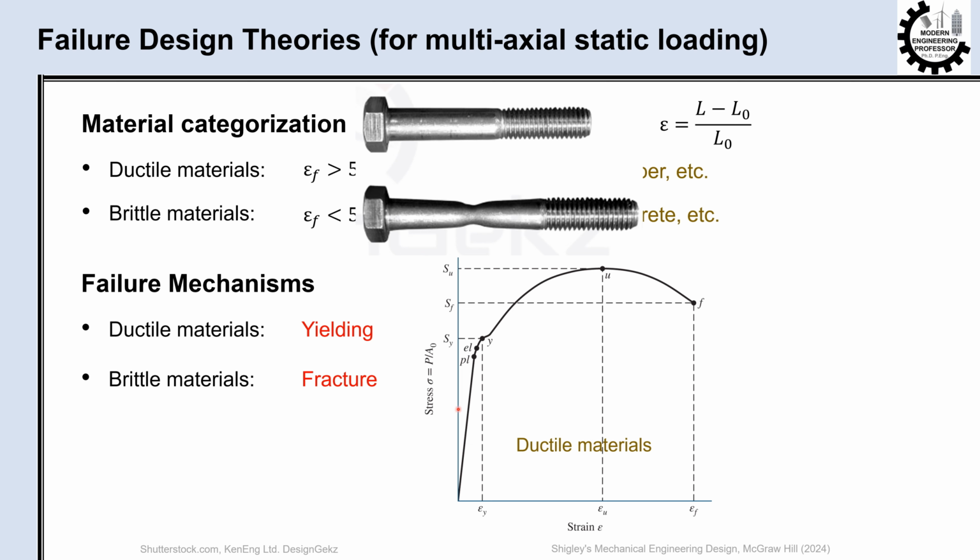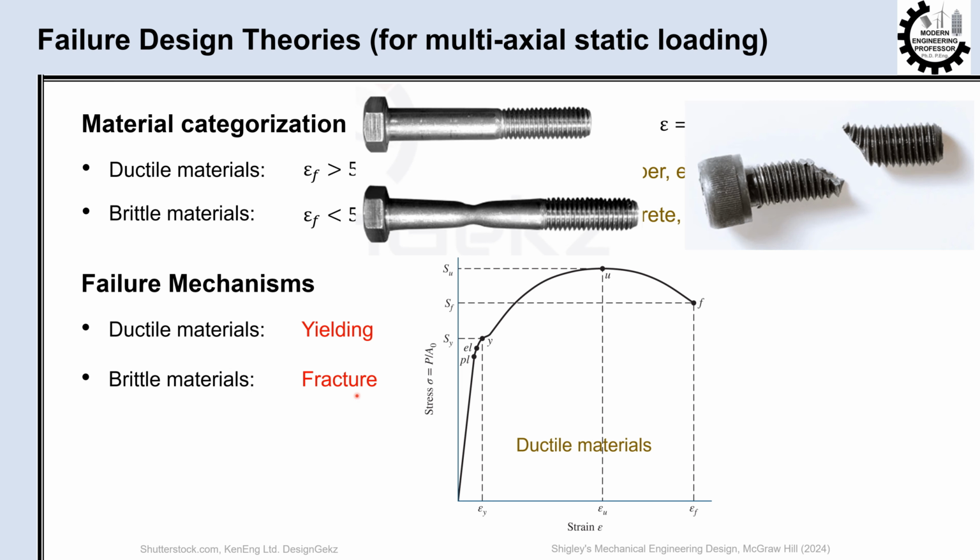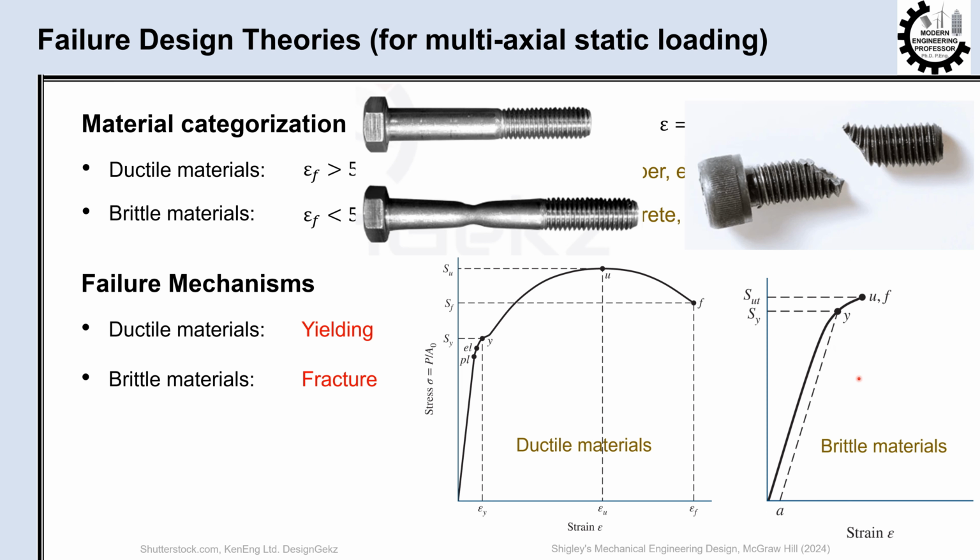For brittle materials, failure is defined as fracture, in which a component has separated into two or more pieces. Unlike ductile materials that go through a gradual and significant deformation before fracture, brittle materials' fracture is fast and often without any visible warnings. This failure mode for brittle materials is shown by F on the stress-strain diagram.